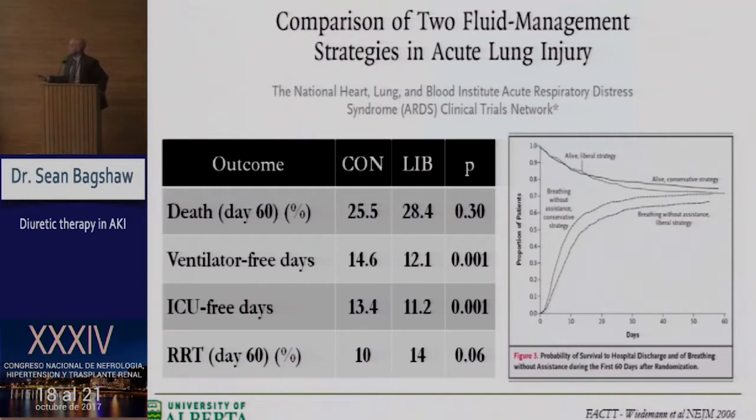And what they found was that there was no significant difference in mortality between these groups, although there was almost a 3% risk reduction amongst those in the conservative arm. Patients who had the conservative fluid management strategy spent less time on a ventilator, spent less time in the ICU, and there was in fact a trend towards a lower utilization of renal replacement therapy amongst those in the conservative fluid strategy, which is very interesting.